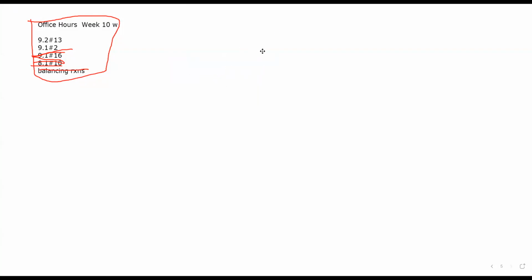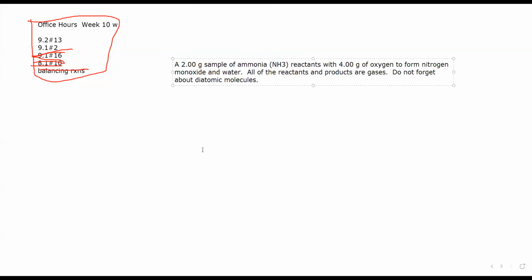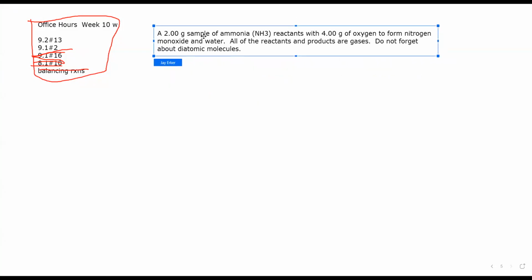Wow, it's really not letting me do the thing. There we go. Weird. Okay, so we've got a sample of ammonia. It's reacting with oxygen. It's a combustion reaction. I feel like you're all going to be pretty good at this point, so I'm just going to start cranking through it. I'm going to try to talk a little bit less. Same type of thing we've already done, right? Start with getting our balanced equation.